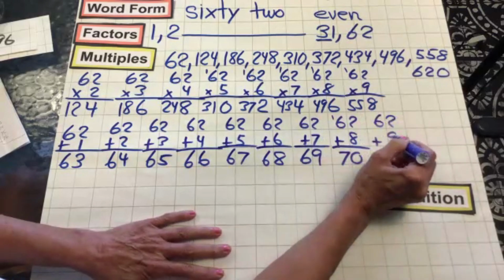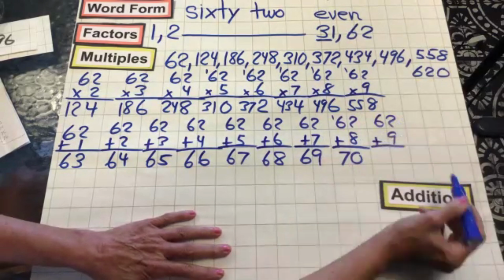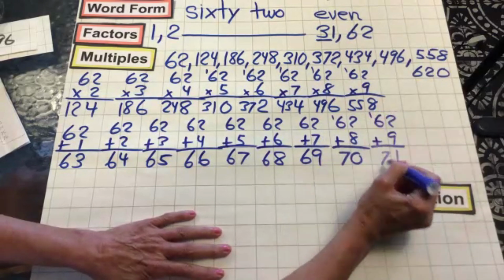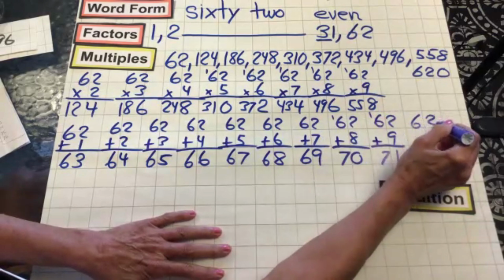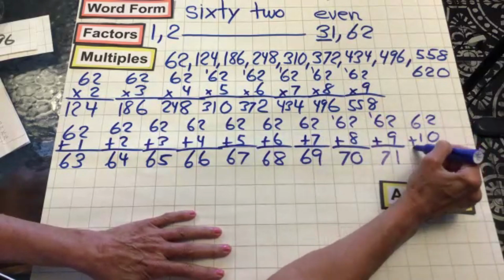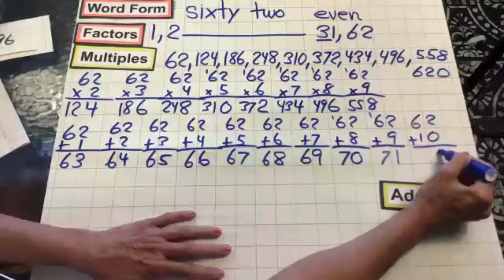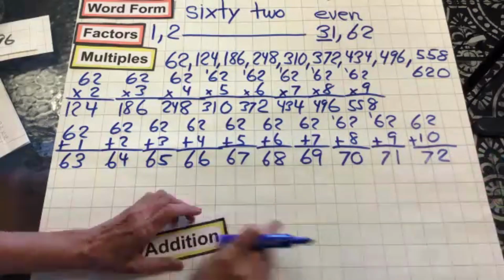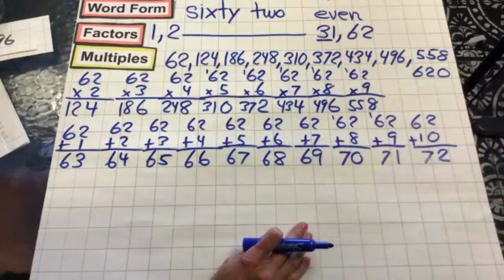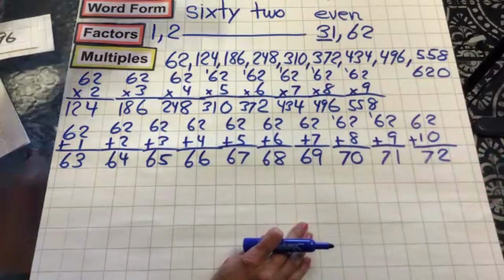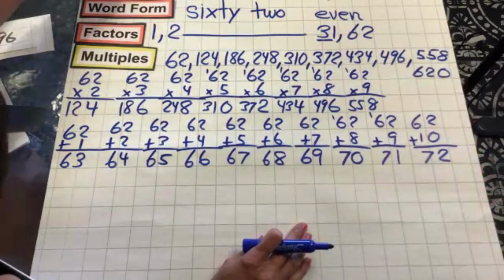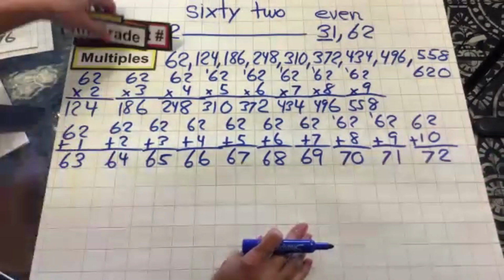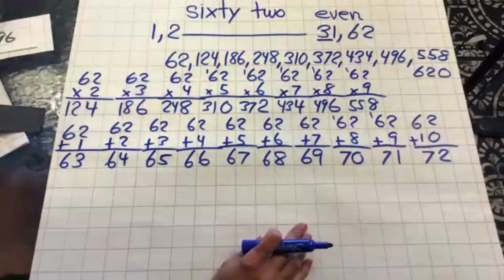62 plus 9. 2 plus 9 is 11. Drop the 1, carry the 1. 1 plus 6 is 7. 62 plus 10. 2 plus 0 is 2. 6 plus 1 is 7. And we're done with addition. You can check it if you'd like by counting and making sure the count is in numerical order.